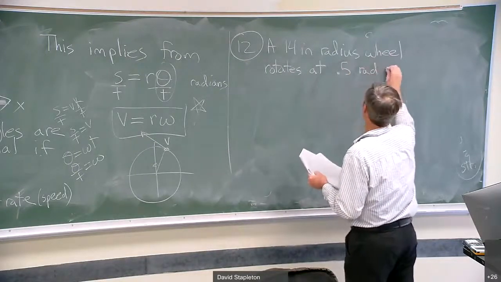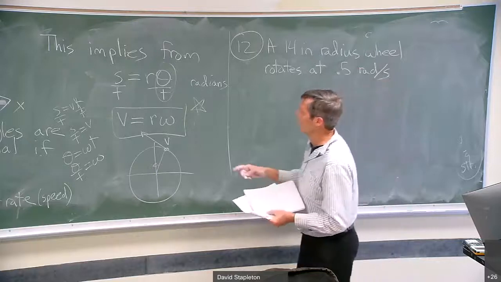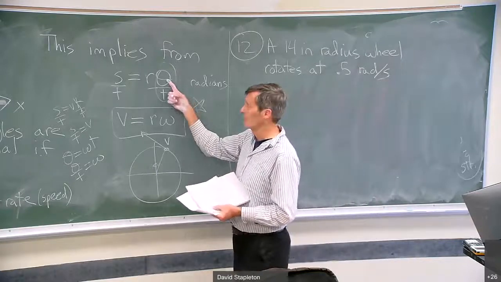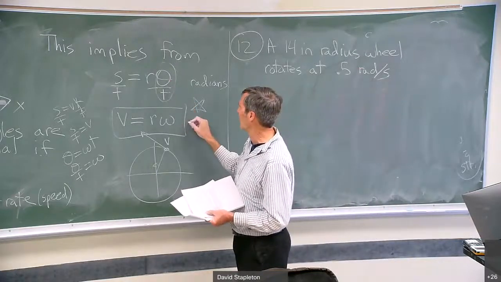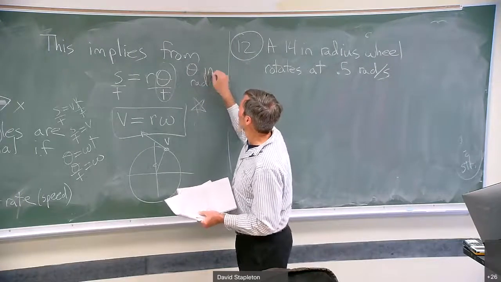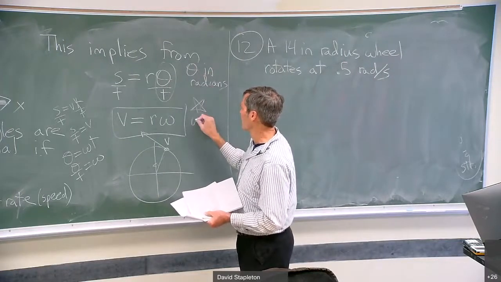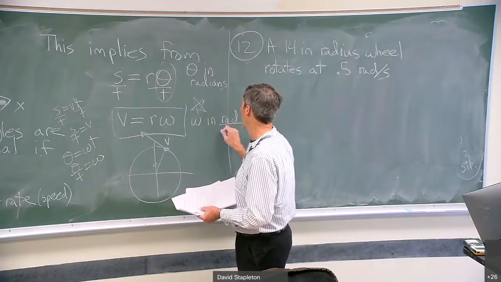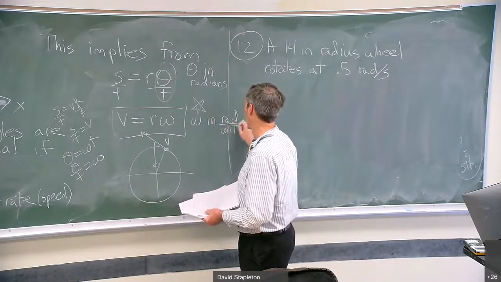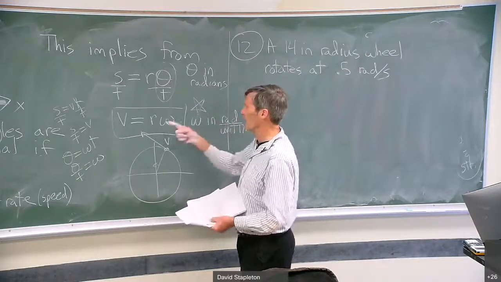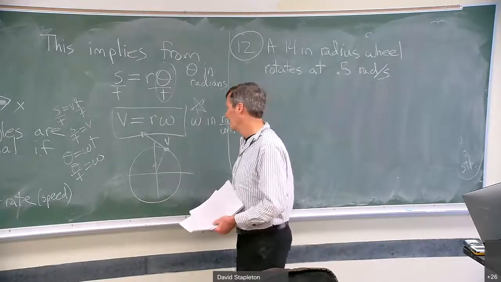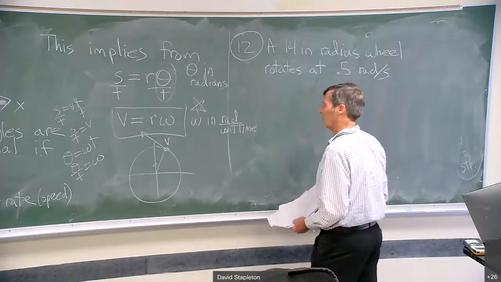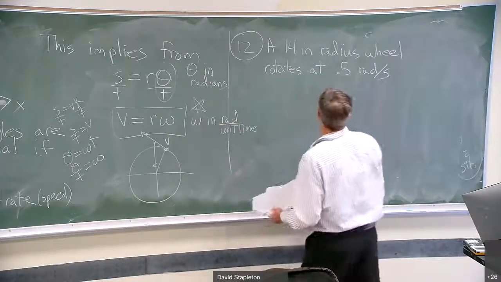And I should have put something on here, very important, right? This works in radians only. This one works only if theta is in radians. This one works if omega is in radians per unit time, whatever unit of time you're using. So once again, you have to use radians for this formula to hold. If it's not in radians, you have to turn it into radians first.